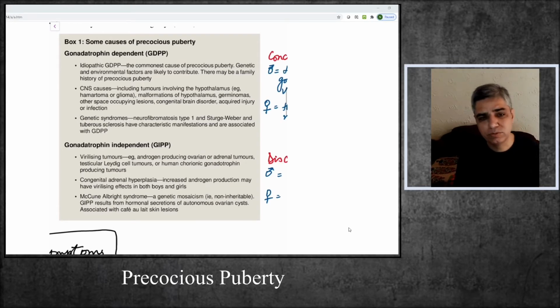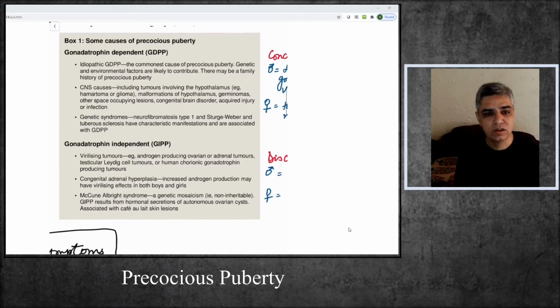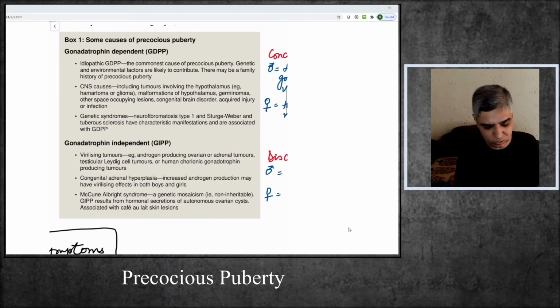Some of the genetic syndromes which involve the central nervous system can also give you precocious puberty. I just want to discuss neurofibromatosis type 1, Sturge-Weber syndrome, and another condition which is usually related with tuberous sclerosis. They have characteristic manifestations. In neurofibromatosis, you have café-au-lait spots, there could be optic gliomas, axillary freckling. In Sturge-Weber syndrome, you have the port-wine stain, and in tuberous sclerosis you have ash leaf spots, and then you have tubers in the central nervous system. So they have their own very characteristic manifestations, and they can be associated with gonadotropin dependent precocious puberty, or in other words central precocious puberty.